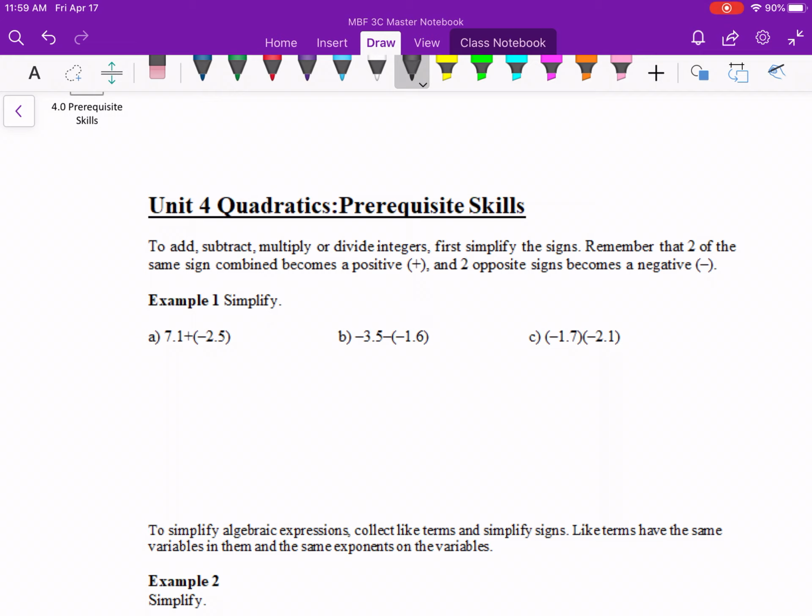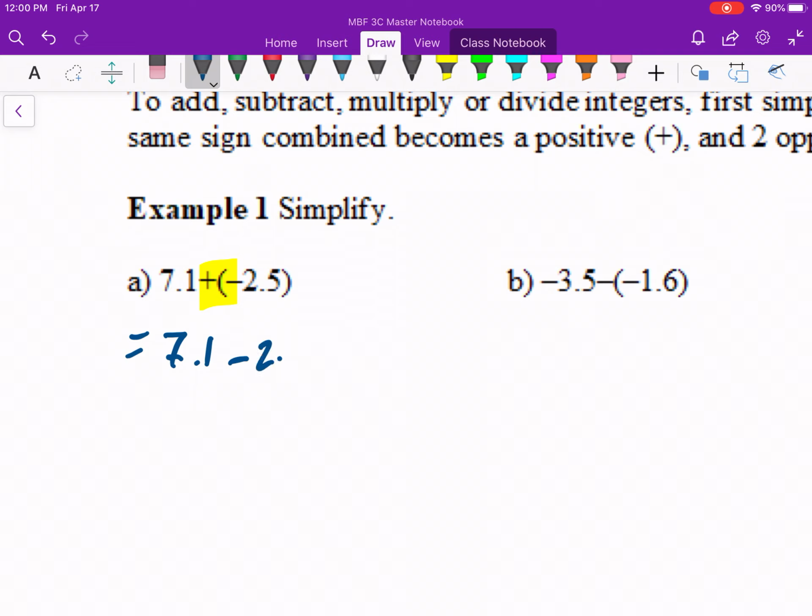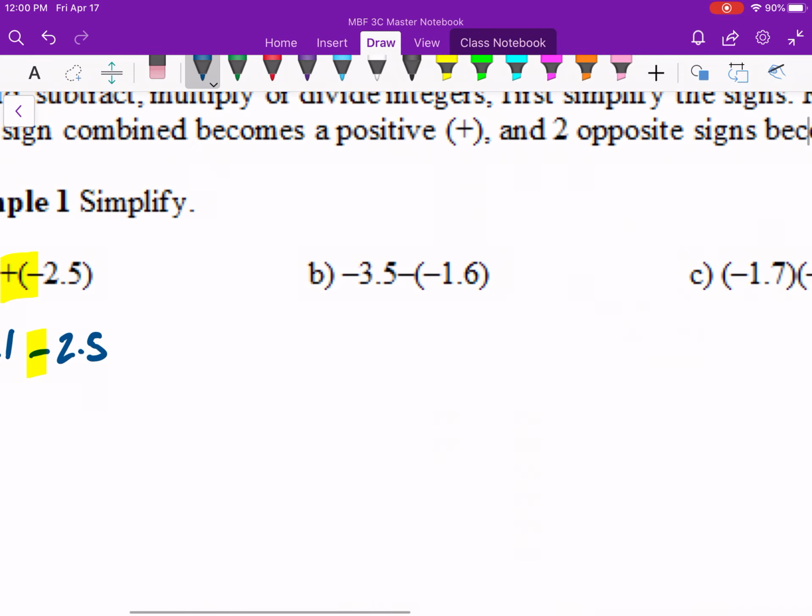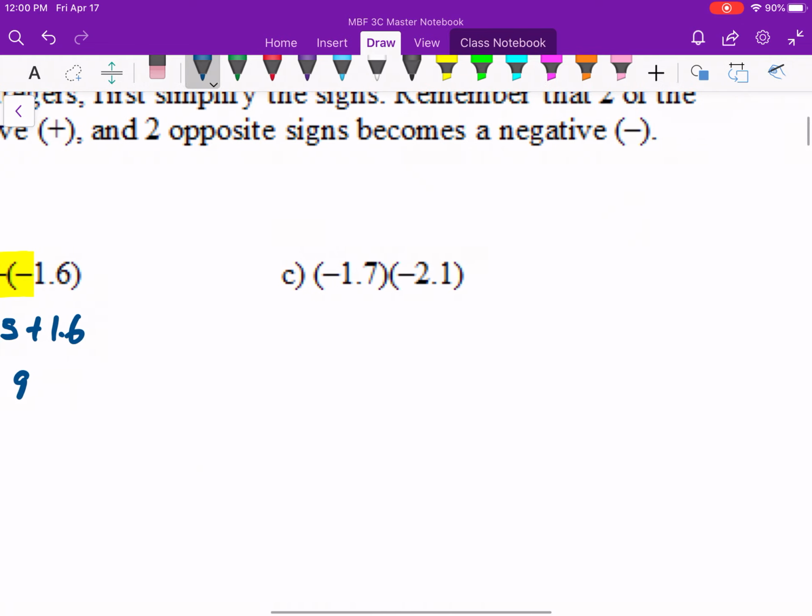add integers, and also any number that's got decimals as well, just combining signs, right? So just remember this. If we combine two signs together like this, if we're adding them, then it becomes a minus sign. So this simplifies down to a minus here, and then we end up with 7.1 minus 2.5 gives me 4.6. Again, anytime I've got two signs beside each other like this, I combine them. Two of the same sign becomes a positive, so that becomes a plus 1.6. And when I do negative 3.5 plus 1.6, I get negative 1.9.